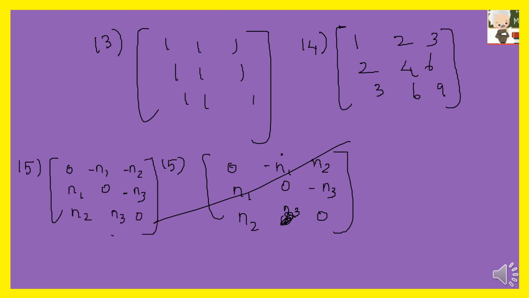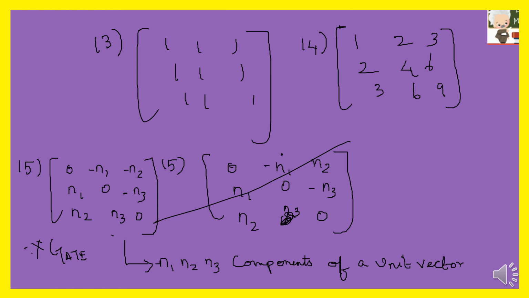Okay, so this is a very important question, and it was asked in your GATE paper. Here n1, n2 and n3 are components of a unit vector. So be wise when you are calculating your eigenvalues. If you are not able to find the answer for this problem alone, I will do it in my next video. It is again an easy problem, but just remember the clue.